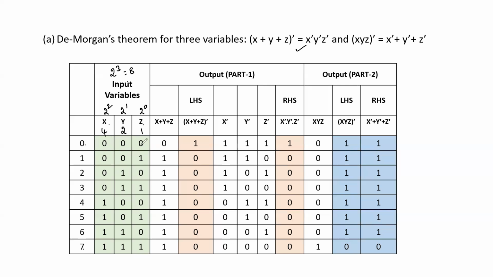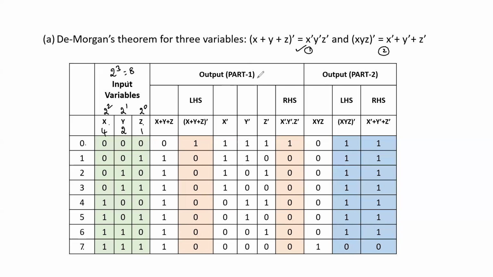For 0, 0 0 0, for 1, 0 0 1. That means we have to place ones in the corresponding positions of binary weights to get the equivalent decimal value. Now 2 means in the position of 2, we have to place 1. 3 means 2 plus 1, so in these two positions, we should place ones. Similarly for 5, 6, 7. This is the output for part 1. This is the output for part 2.